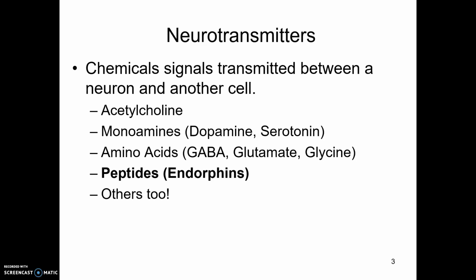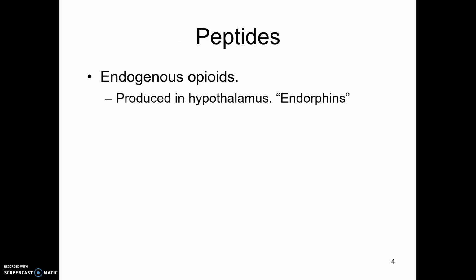We're going to talk about peptides. In particular, endorphins, our body's natural painkillers, have a peptide structure. Peptides are chains of amino acids. Some of them will act as neurotransmitters. There are many different types of peptides that act as neurotransmitters, but we're going to focus on opioids. Endogenous opioids are called endorphins, and we call them endogenous because we produce those in our bodies. They're produced by neurons that are located generally in the hypothalamus.